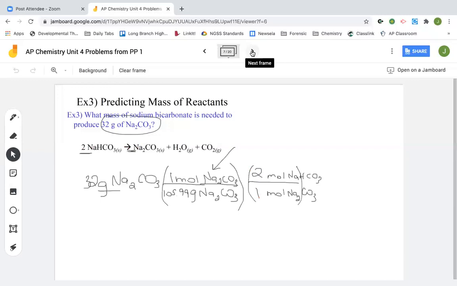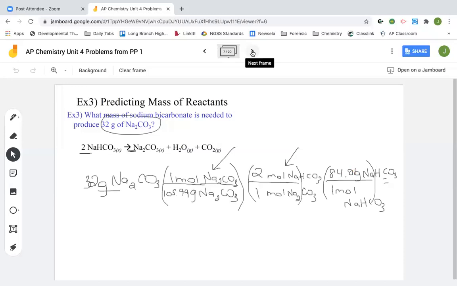So we just converted from grams of sodium carbonate to moles of sodium bicarbonate. Now we need to go to grams of sodium bicarbonate. So whatever unit we have up top is going to go on the bottom of our next fraction. So we're going to put 1 mole of sodium bicarbonate on the bottom. And on top, we're going to put grams of sodium bicarbonate. And the molar mass of sodium bicarbonate is 84.01.